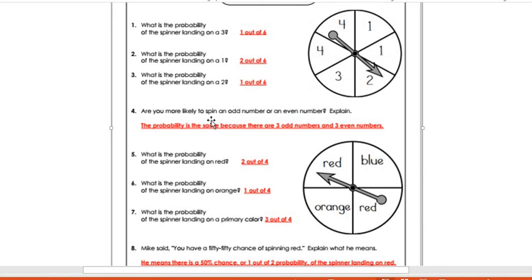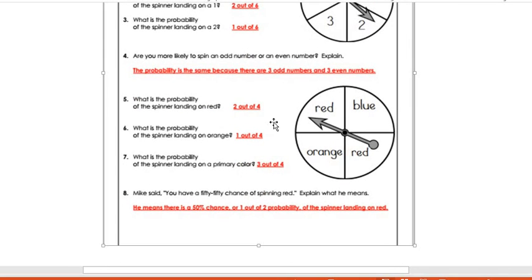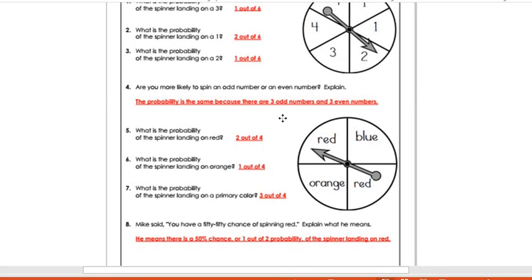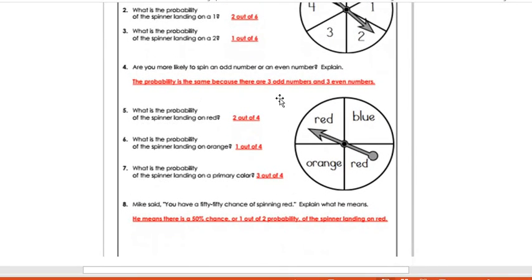Are you more likely to spin an odd number or an even number? Explain. The probability is the same because there are 3 odd numbers and 3 even numbers. I have here 3 odd numbers, 1, 1 and 3, and I have here 3 even numbers which are 4, 4 and 2. So the probability of having odd numbers equals the probability of having even numbers.